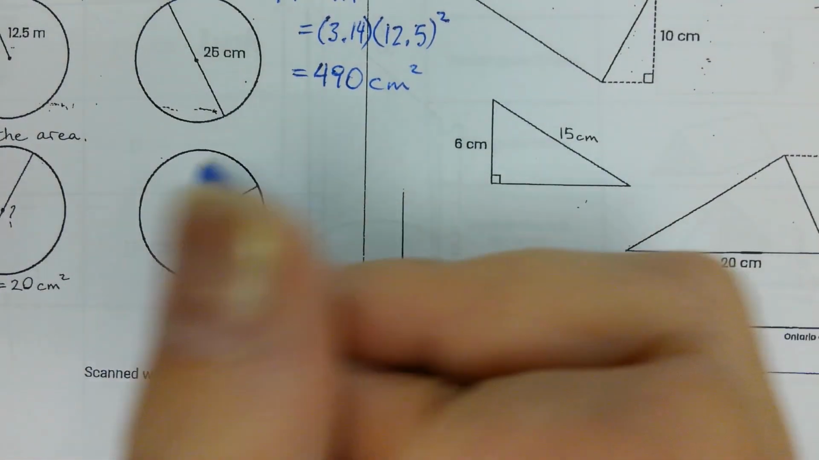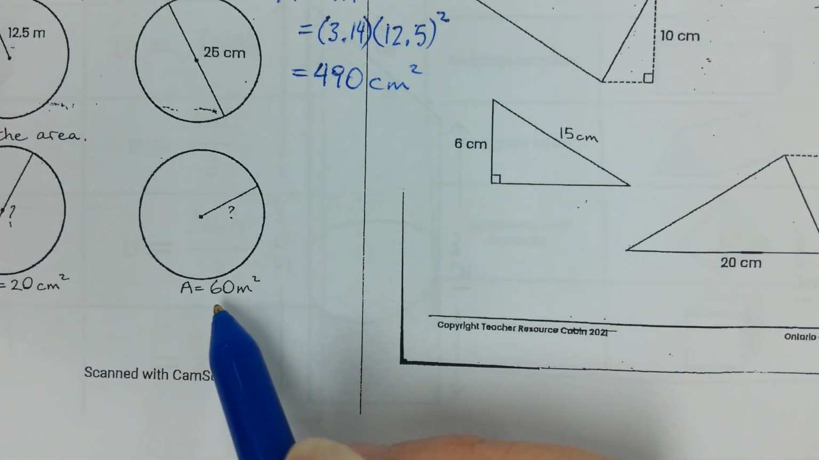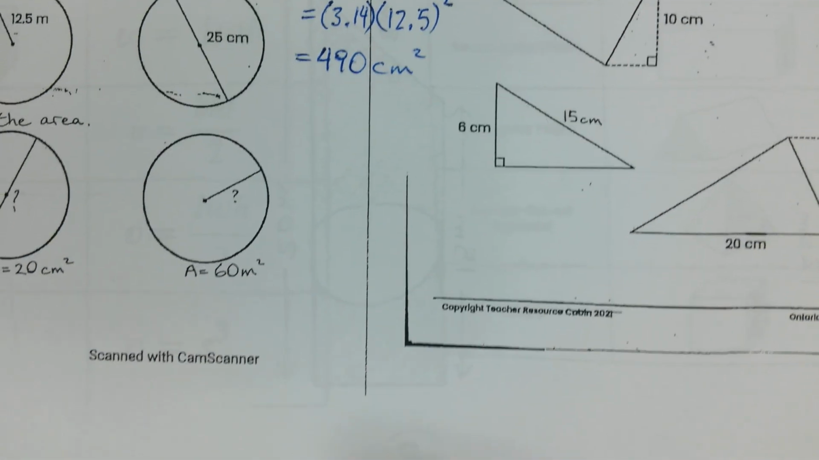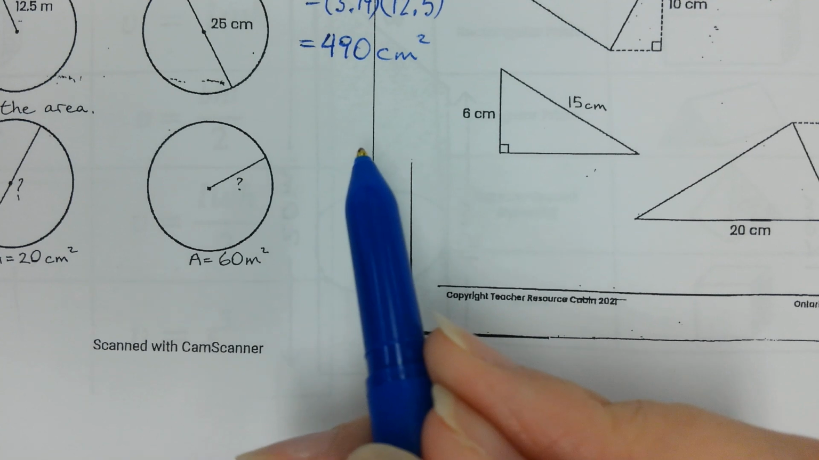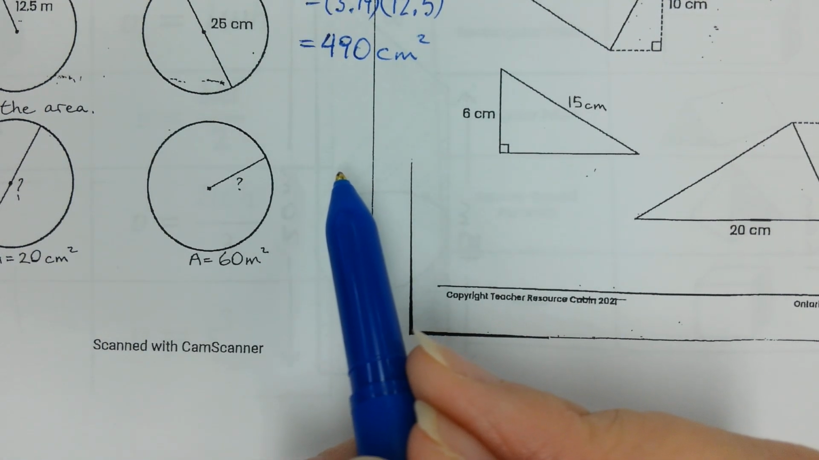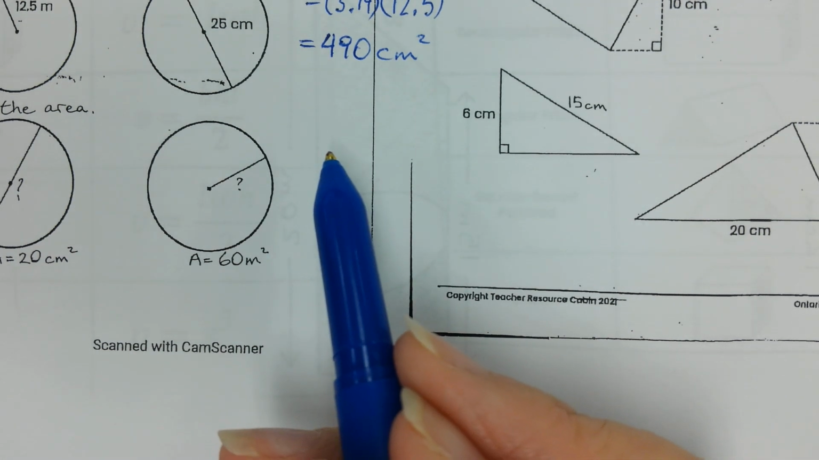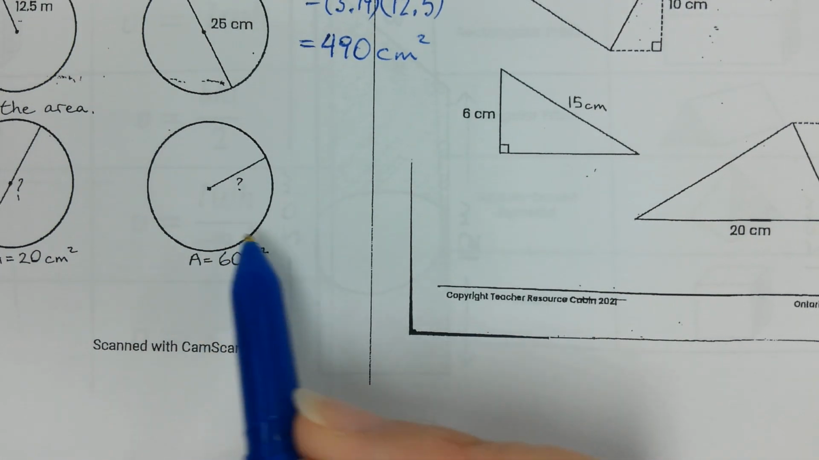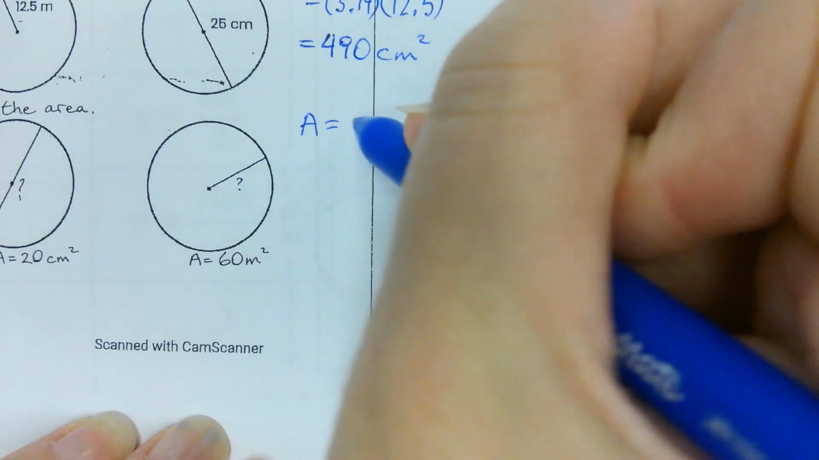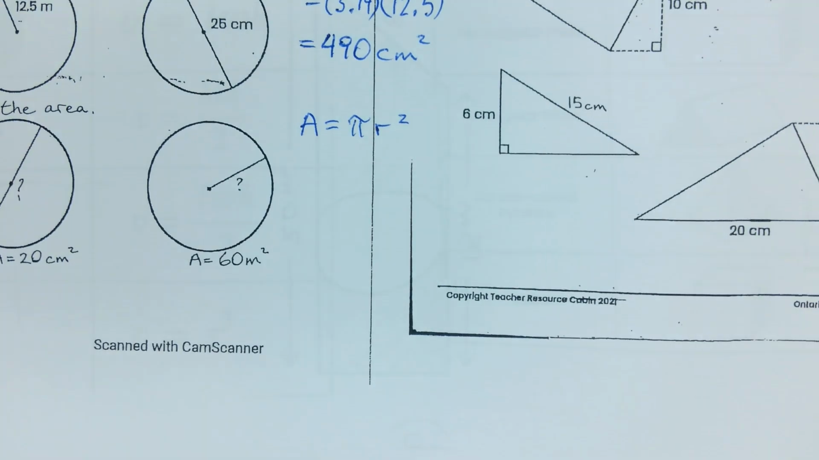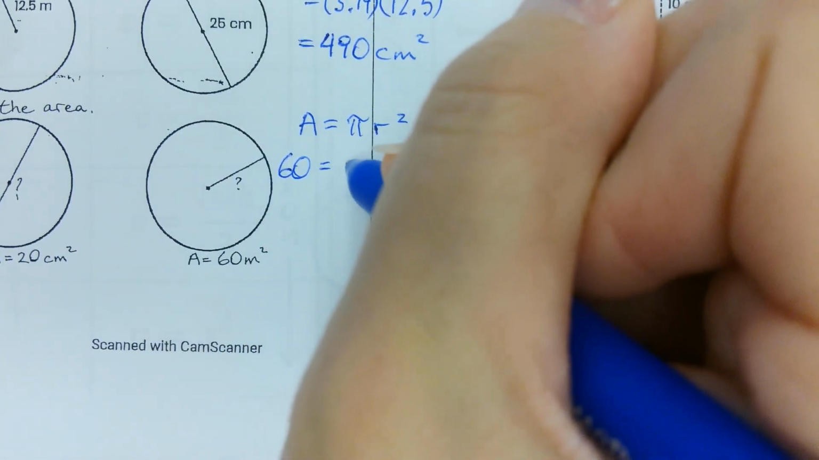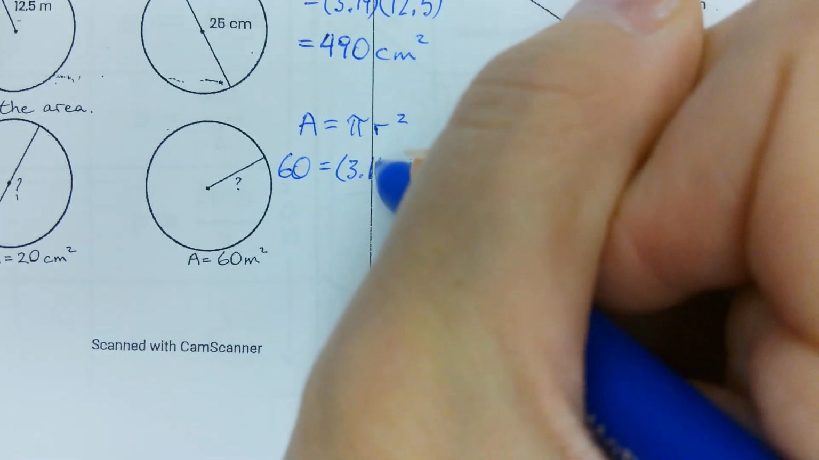Similarly, this one I tell you area and I want to find the radius. So how do I know if I should use A equals pi r squared or C equals 2 pi r? Because of what you're given. Since you're given area, I know I should use the area formula. So now I know that area is 60, pi is 3.14.